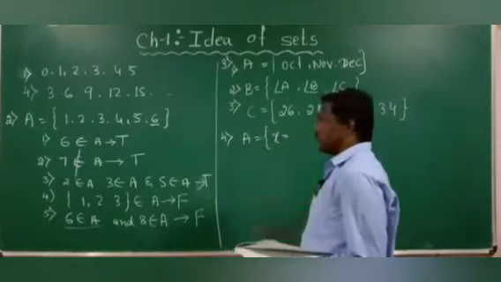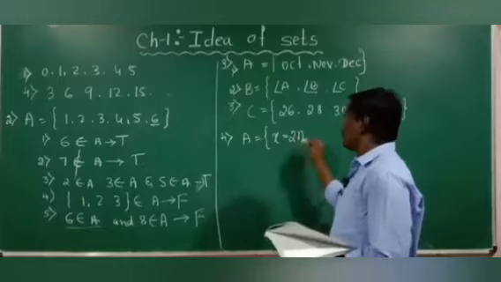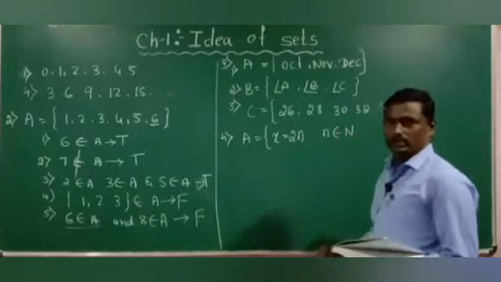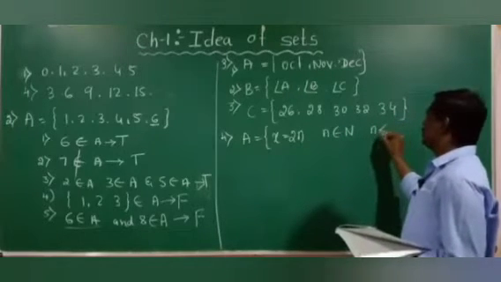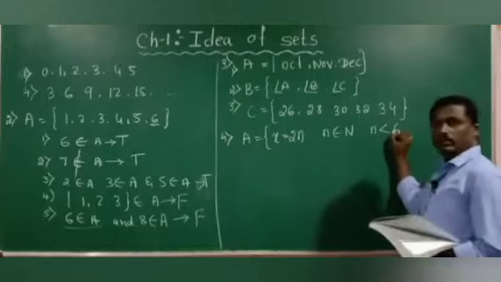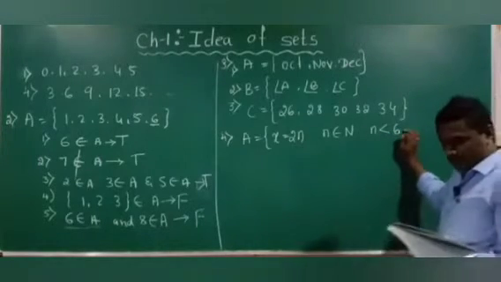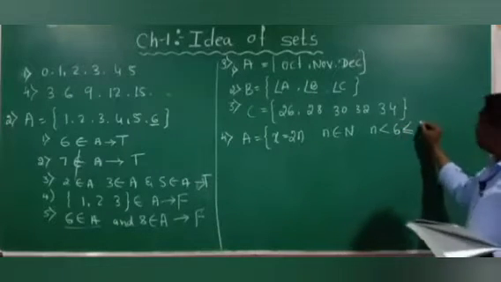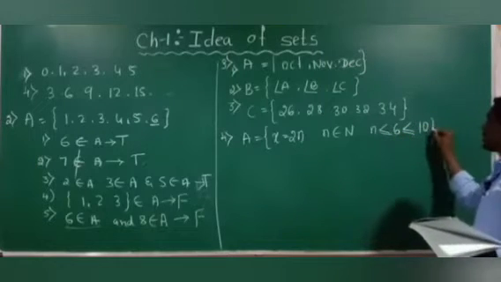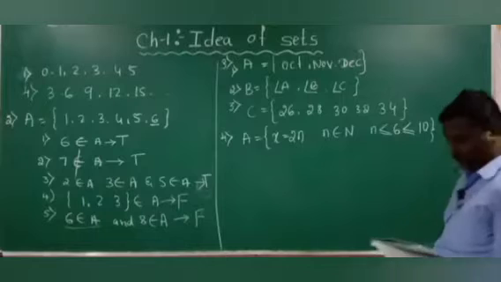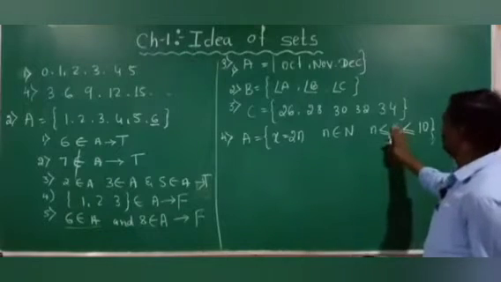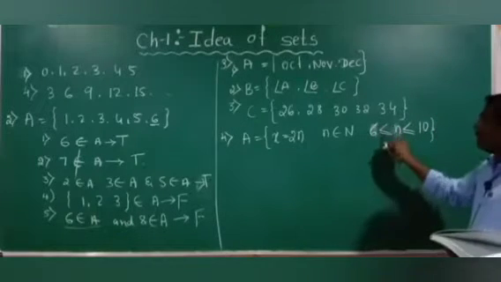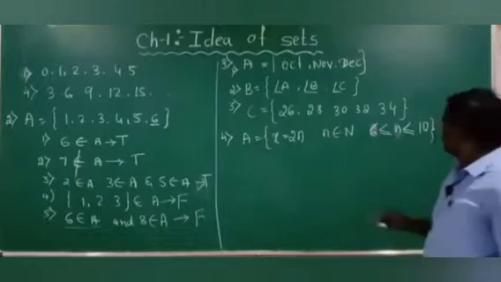So x is a set of x is equal to 2n. X is equal to 2n, where n belongs to natural number, and n is less than 6, and which is less than or equal to 10. So this is the statement. N is less than or equal to 10.